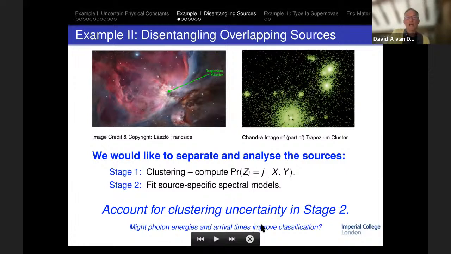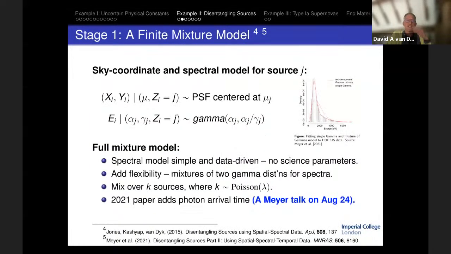Might the photon energies and arrival times improve classification? So this is thinking about how we go about stage one. I don't want to dwell too much on stage one, but if you were able to see Antoine Mayer's talk a couple of days ago, he was talking about this stage one analysis and using temporal and spectral data to improve the classification. So just very quickly, this is a review of what he talked about. The model we're using is going to model the observed sky coordinates according to the point spread function centered at the true value, the location of an individual point source.